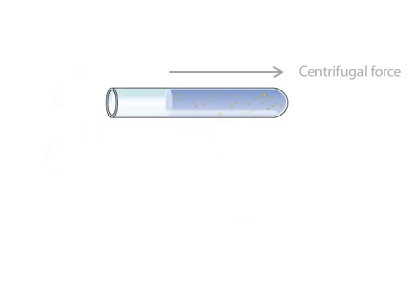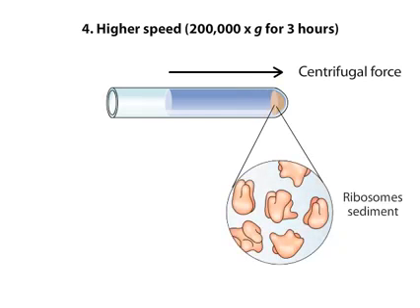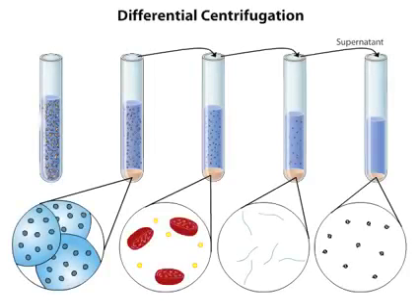A fourth centrifugation at a still higher speed sediments ribosomes, leaving only the soluble portion of the cytoplasm, the cytosol, in the supernatant. This series of spins at higher and higher speeds and durations is called differential centrifugation. In differential centrifugation, subcellular components are separated by their size and density, with larger and denser components sedimenting faster than smaller and less dense components.